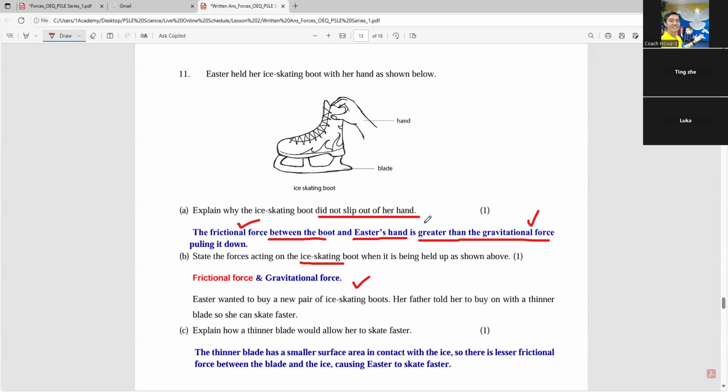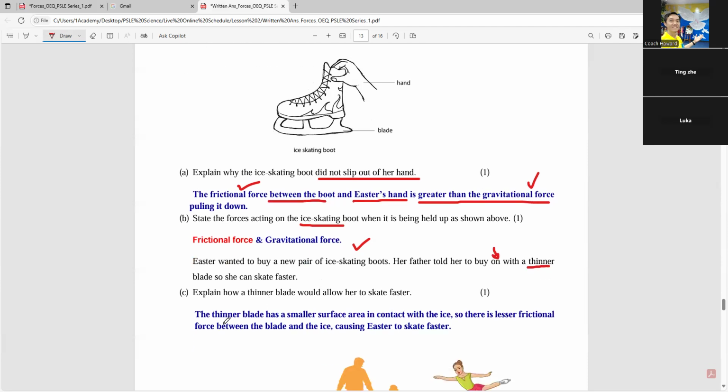Okay, then this part. Easter wanted to buy a pair of ice skating boots. Her father told her to buy one. There's a typo error: it should be O-N-E, one, with a thinner blade, so she can skate faster. Explain how a thinner blade would allow her to skate faster. So thinner blade, lesser surface area in contact, right? A thinner blade has smaller surface area in contact with the ice. So there's lesser frictional force between the blade and the ice, causing Easter to skate faster.